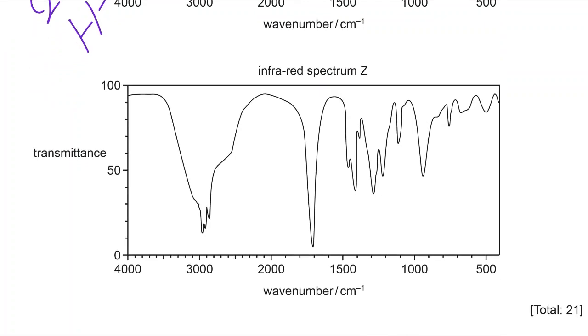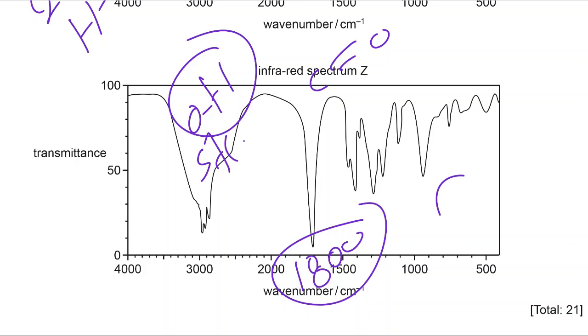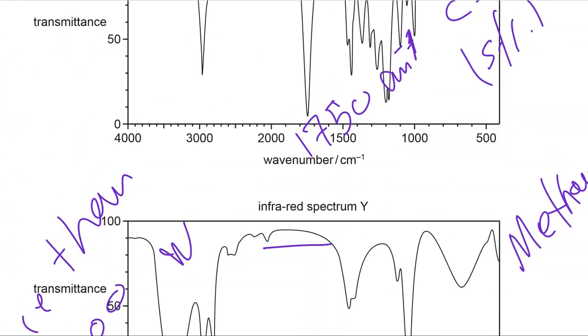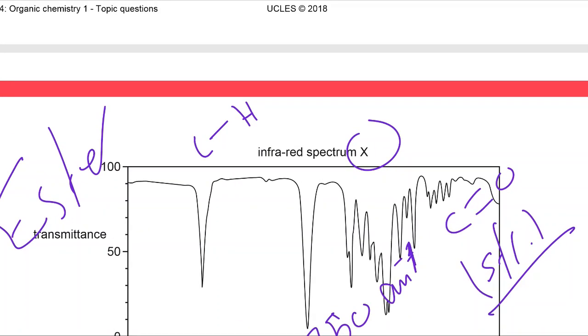And here, what do you have? Look here, this one is for OH, and you have here the carbonyl, at 1800 for the carbonyl stretch, and this is the OH stretch also. So carbonyl and OH, that means this one is carboxylic acid. So spectrum X is actually the ester. Why is it the ester? Because you have only the carbonyl group, so this is the ester, which is methyl ethanoate.